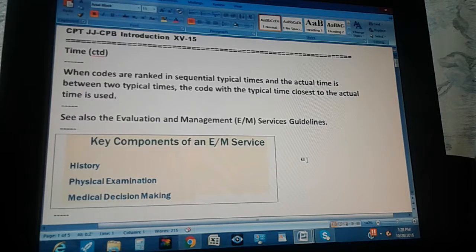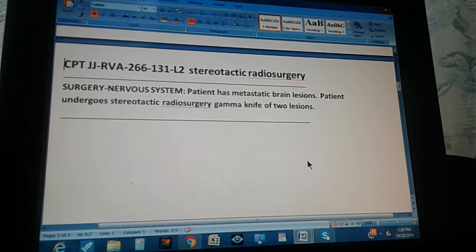Now let's do a problem. Ready, set, go. The code is CPT JJ-RVA, page 266, exercise 131, and this is a level 2 exercise. The title is Stereotactic radiosurgery. The text reads, Surgery, nervous system. Patient has metastatic brain lesions.